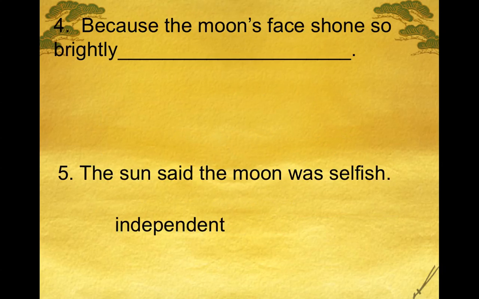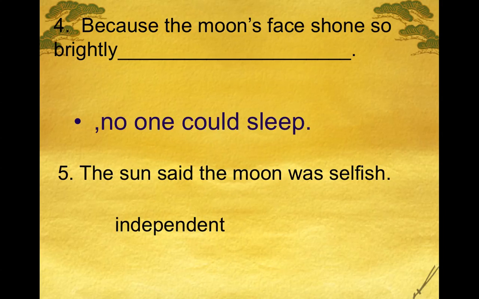Let's look at some more examples. Because the moon's face shone brightly, what is that? Write down in your notebook, number 4. Is that an independent clause or a dependent clause? You should have written DC for dependent clause. And then they finished that off, right? They put an independent clause after it. No one could sleep. So altogether for number 4, you have because the moon's face shone brightly, comma, no one could sleep.